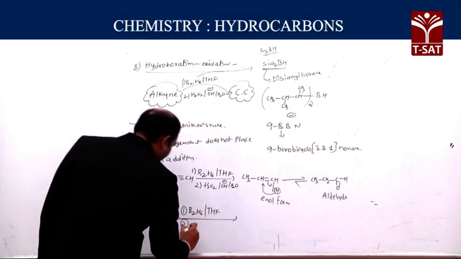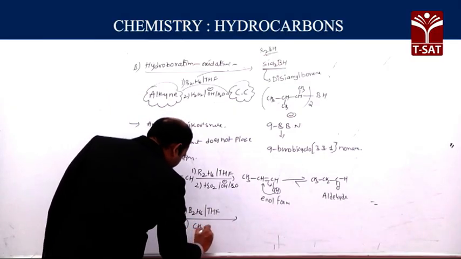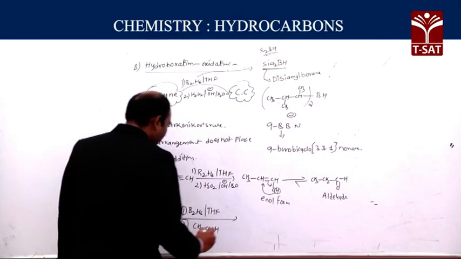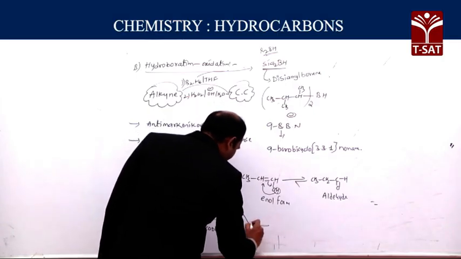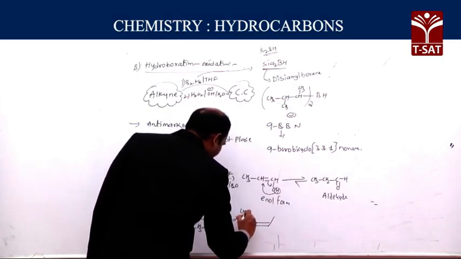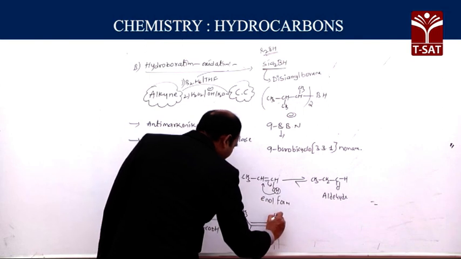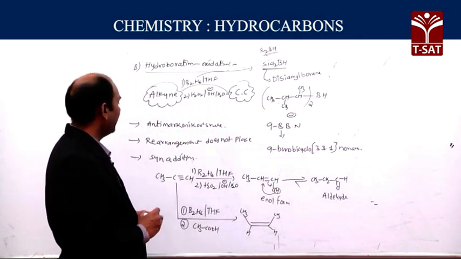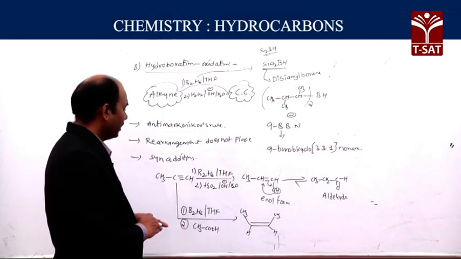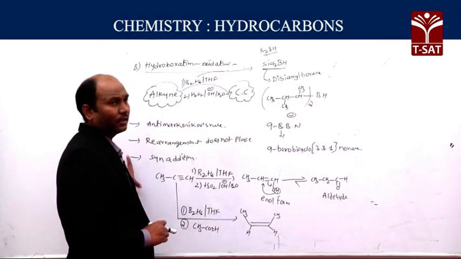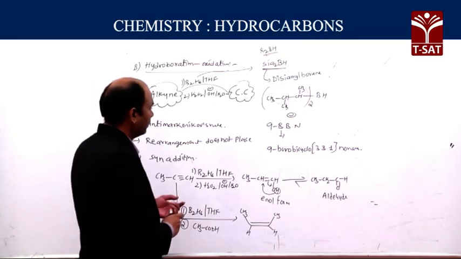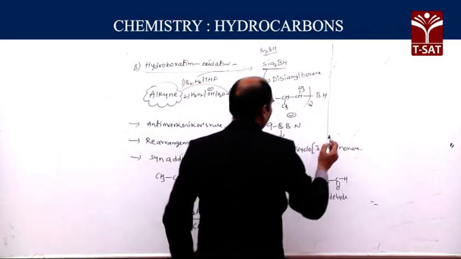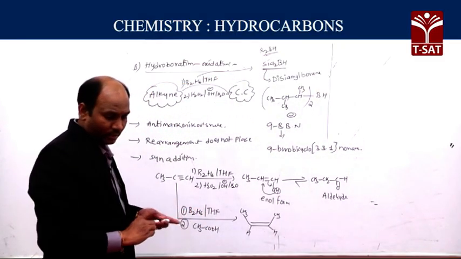Instead of that, if you use acetic acid, CH3COOH, alkenes are formed. These are cis alkenes. That means hydroboration oxidation, hydroboration oxidation, hydration of alkynes. From hydration of alkynes, what we get is carbonyl compounds.